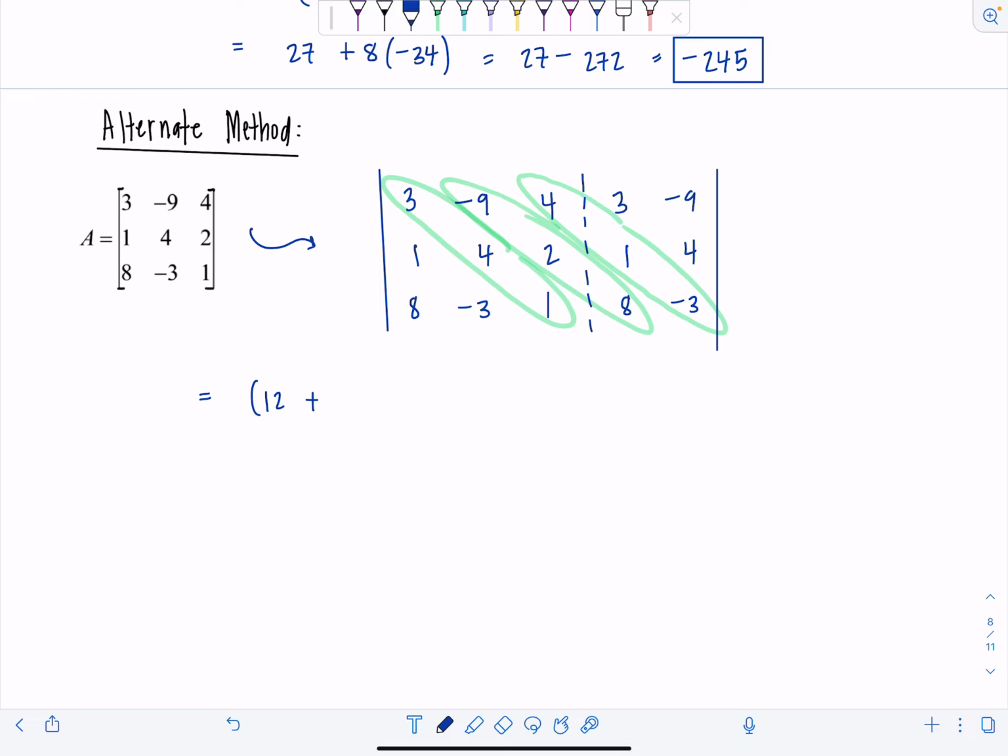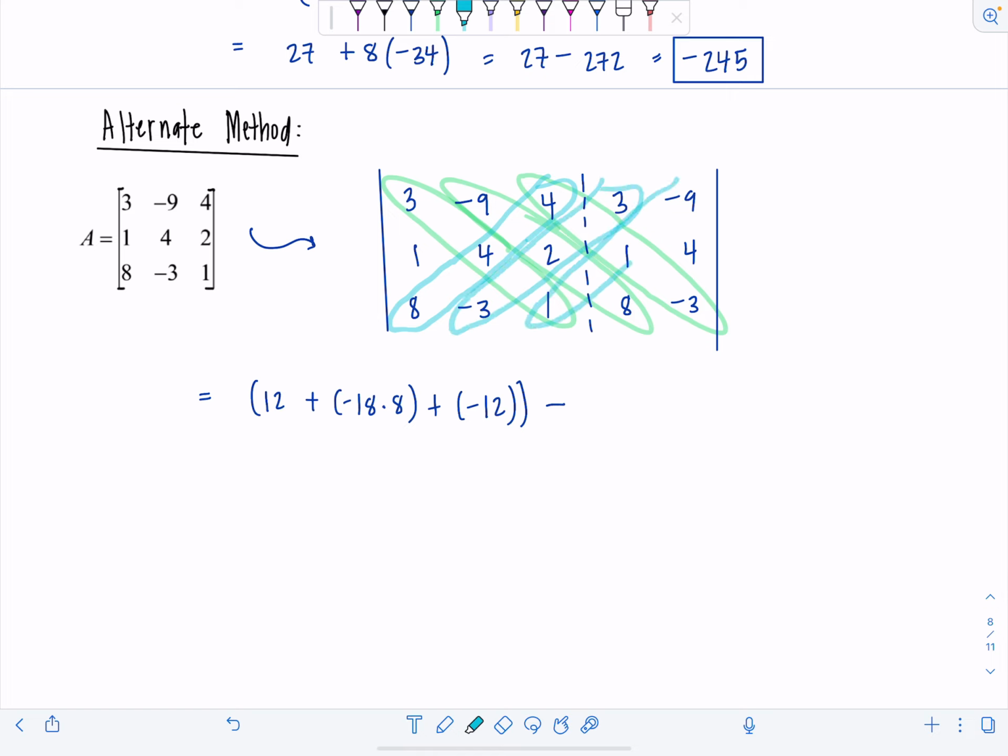plus -9 times 2 times 8, that's -18 times 8, plus 4 times 1 times -3, that's -12. And then I subtract the sum of all of these products. 1, 2, 3. So 8 times 4 times 4, 8 times 16, plus negative 3 times 2 times 3, that's going to be negative 18. 1 times negative 9, minus 9.